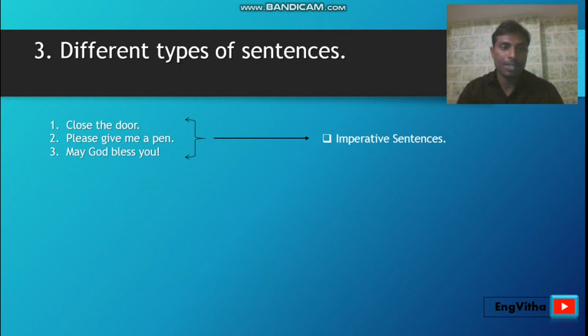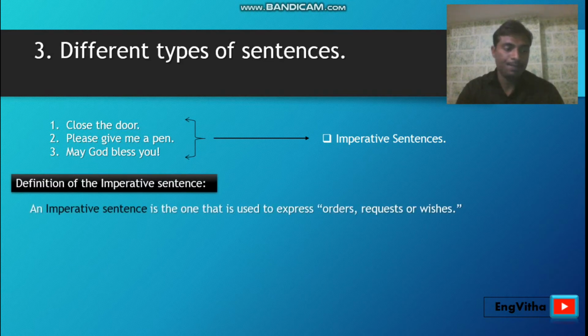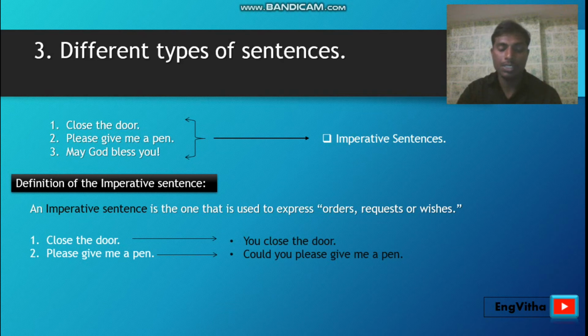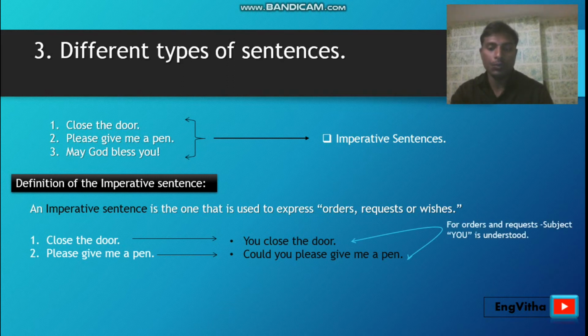So let us go for the remaining type, and the remaining one is the imperative sentence. Let us define it. An imperative sentence is the one that is used to express orders, requests, or wishes. So let us look in detail at how these sentences are formed. Close the door and please give me a pen. These are understood in this way. You close the door. Here you skipped the subject you. And could you please give me a pen. Here also you neglected the subject you. So when we order or request someone, we must understand that the subject you is skipped or neglected.